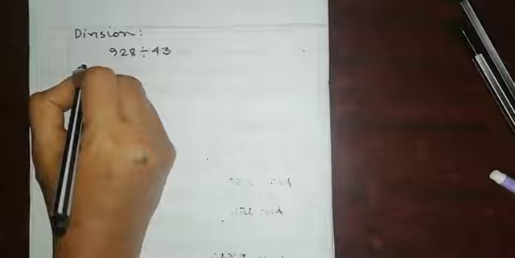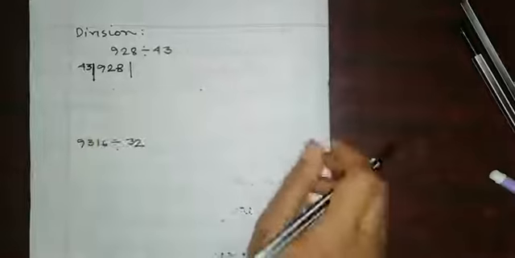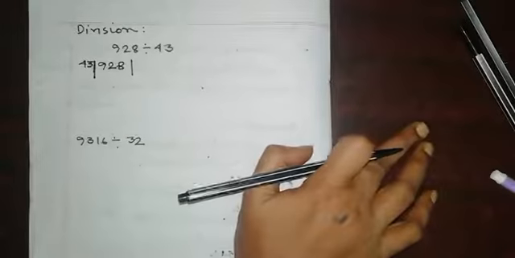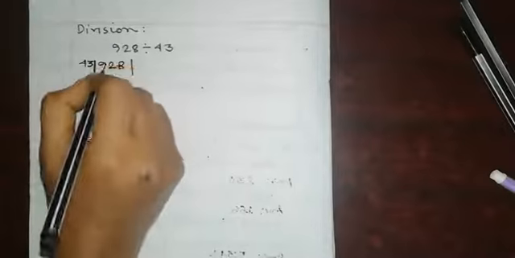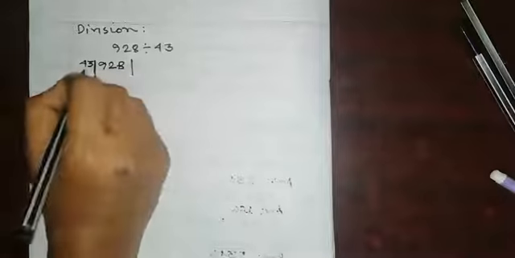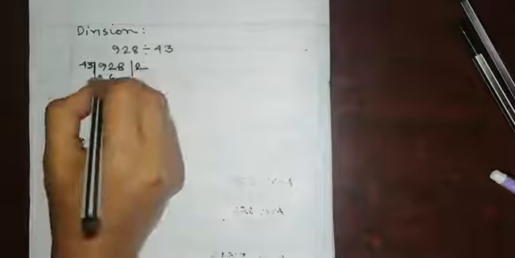Look at this: 43 divided by 9 to 8. How many times will it be? It will be 2 maybe, isn't it? Because look, that is 90. If we double this number, we get 80. So easily we can put 2. So 2 3s are 6 and 2 4s are 8.